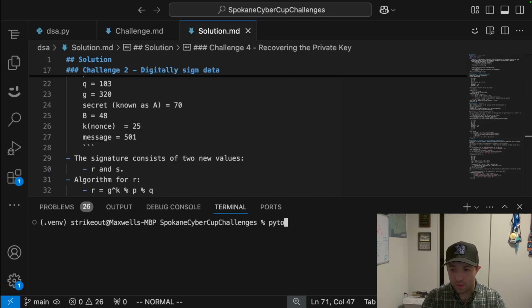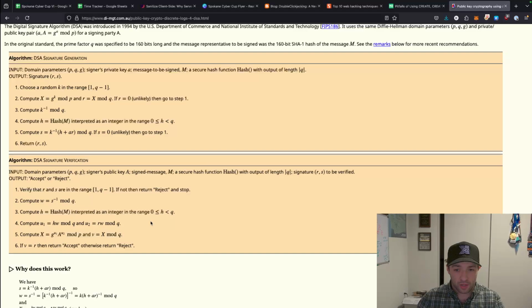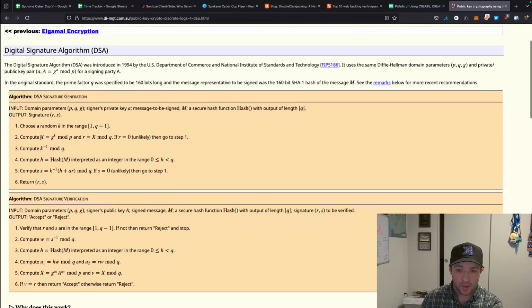So there are 2 values that we need to generate here. The first one is R. The second one is S, and that is what makes up the digital signature. We can see here that we do G to the K mod P, and then that is equal to X, and then X mod Q. So mod is the remainder of the division process. So for instance, 10 mod 3 would be 1, because 9 divided by 3 is 3, and then there's 1 left over.